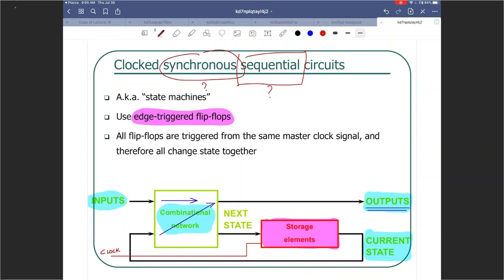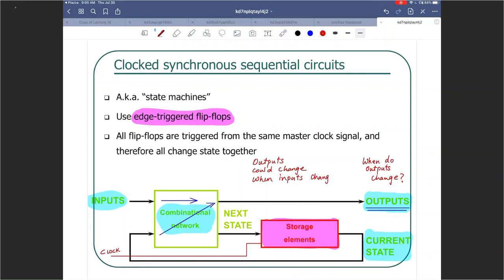Let's see. So the question here is not related to this. The question here is, what do outputs depend on? So, you know, maybe a better question is, when do outputs change? When do outputs change? Question mark. Outputs could change when inputs change, or current state Q changes. Let's call this Q. Let's call this Q plus.